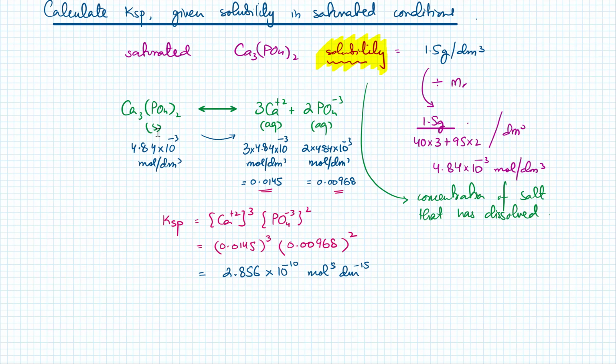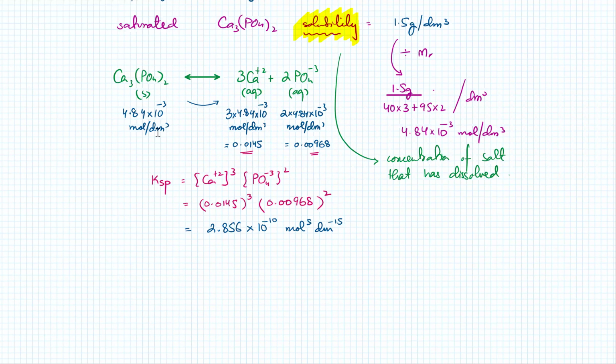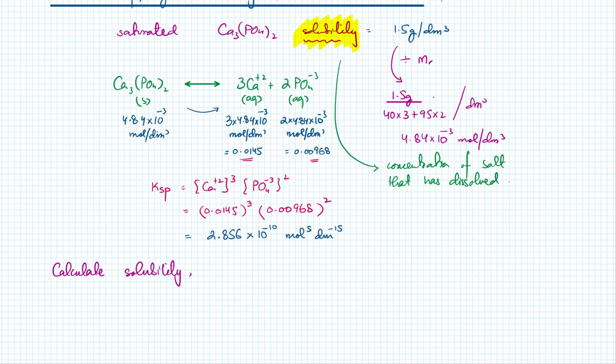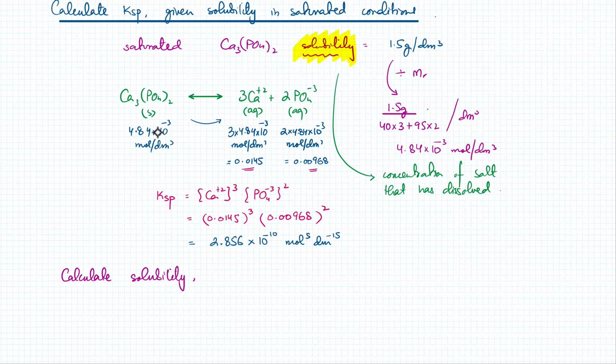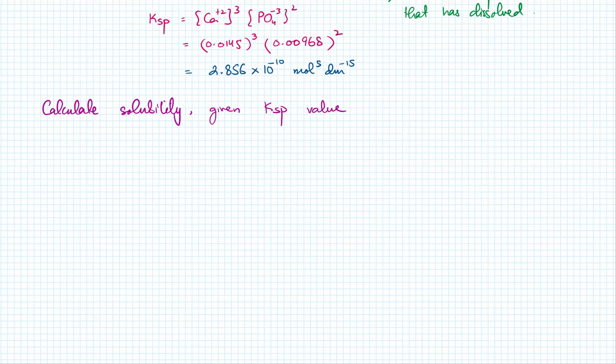Question type 2 is you're going to do the reverse, which is they'll give you Ksp and you have to find solubility. So the second type of question is you're going to calculate solubility given the Ksp value. Okay, that's what you're going to do. So I'm going to do the whole question in reverse now.